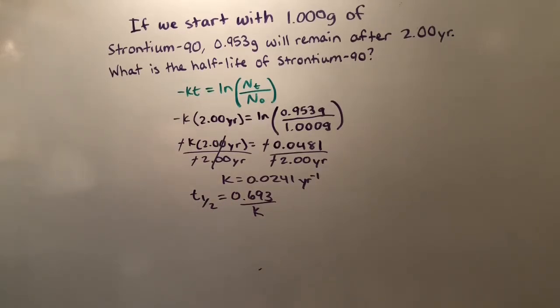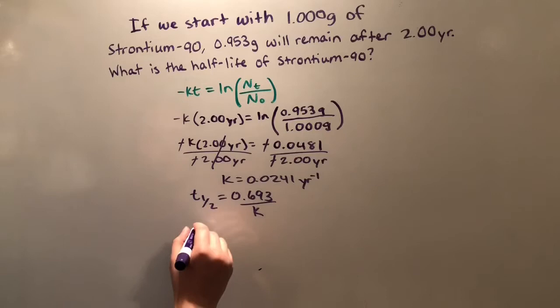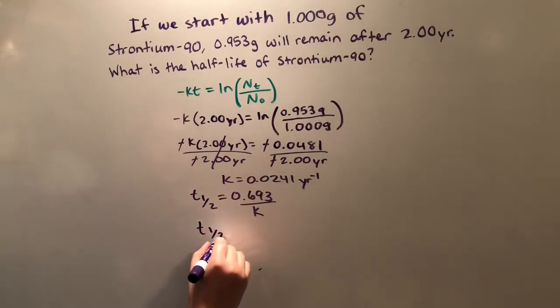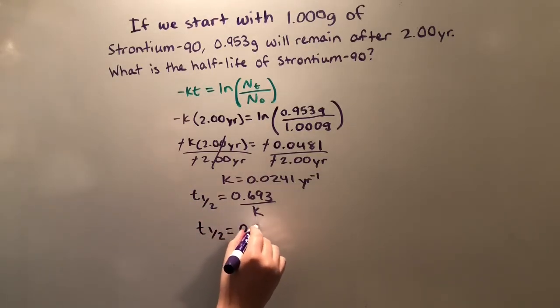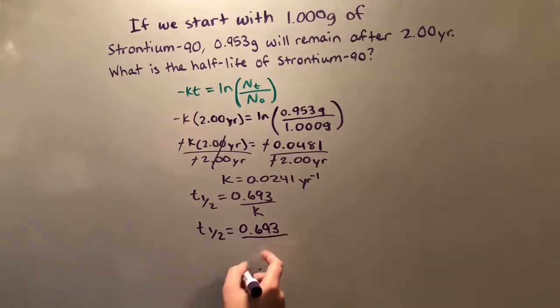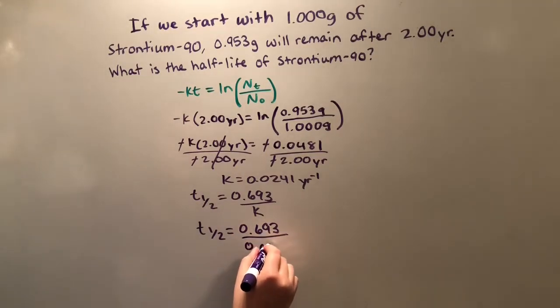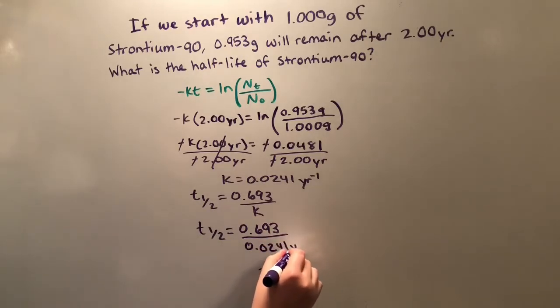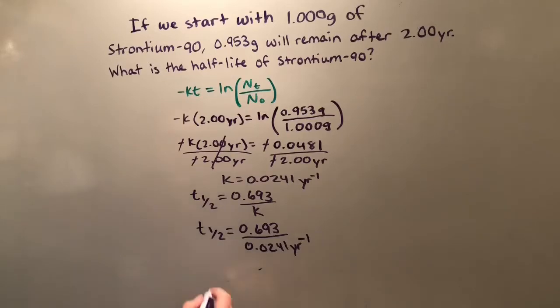So we know our K. That's 0.0241 years to the negative 1, or per year. So we're going to plug in K to find our half-life. So our half-life is equal to 0.693 divided by 0.0241 years to the negative 1. Plugging this into your calculator, you're going to get your half-life equals 28.8 years.